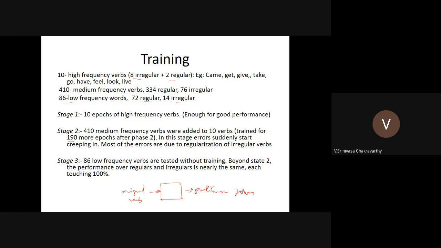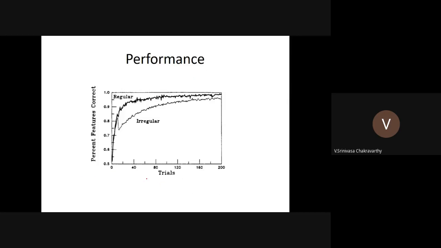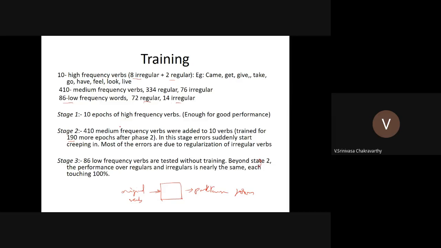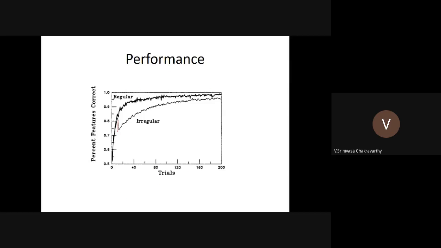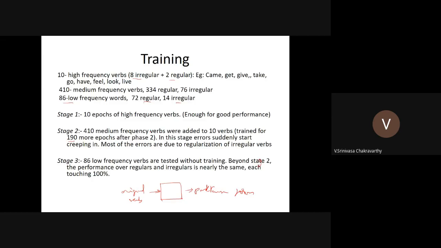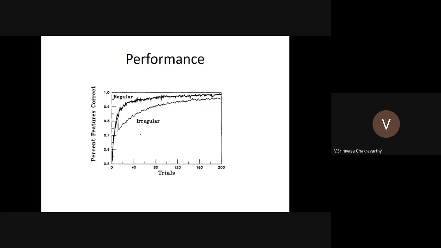So what they found is beyond stage two, right? The performance of regulars and irregulars is nearly the same, each touching very close to 100%. And the performance actually looked like this. So this is the number of trials or epochs, right? And so you can see that at about 10 epochs, which is around here, it's right after that when they started the larger stock of words with 410 medium frequency words. The performance continued to improve on the regular verbs because in 410 most of them are regular, and so it's able to generalize that underlying pattern.